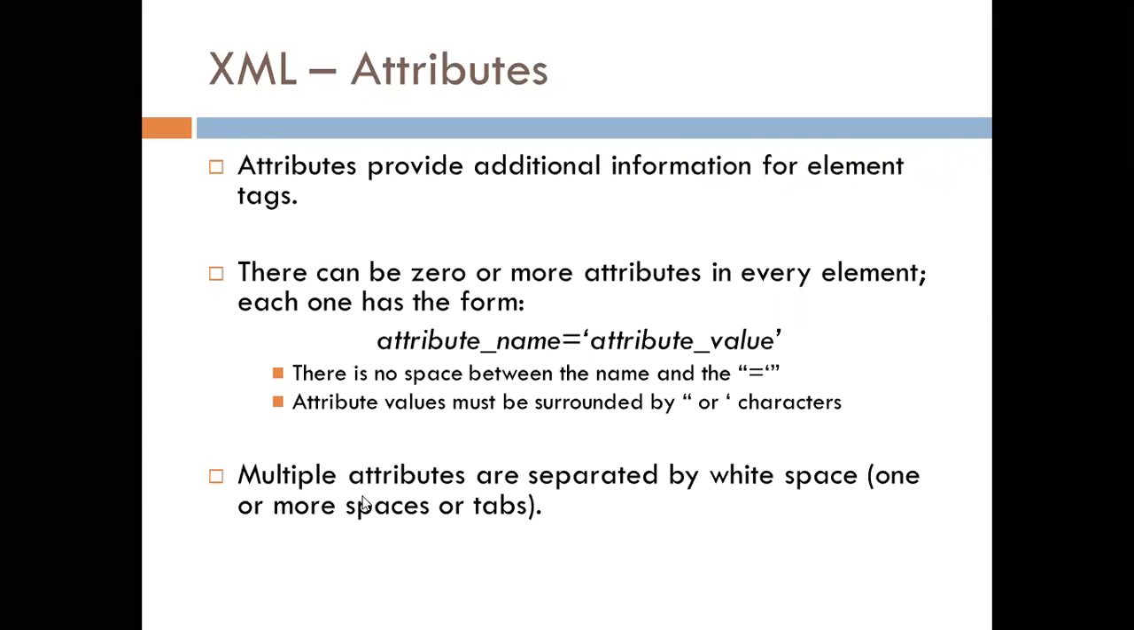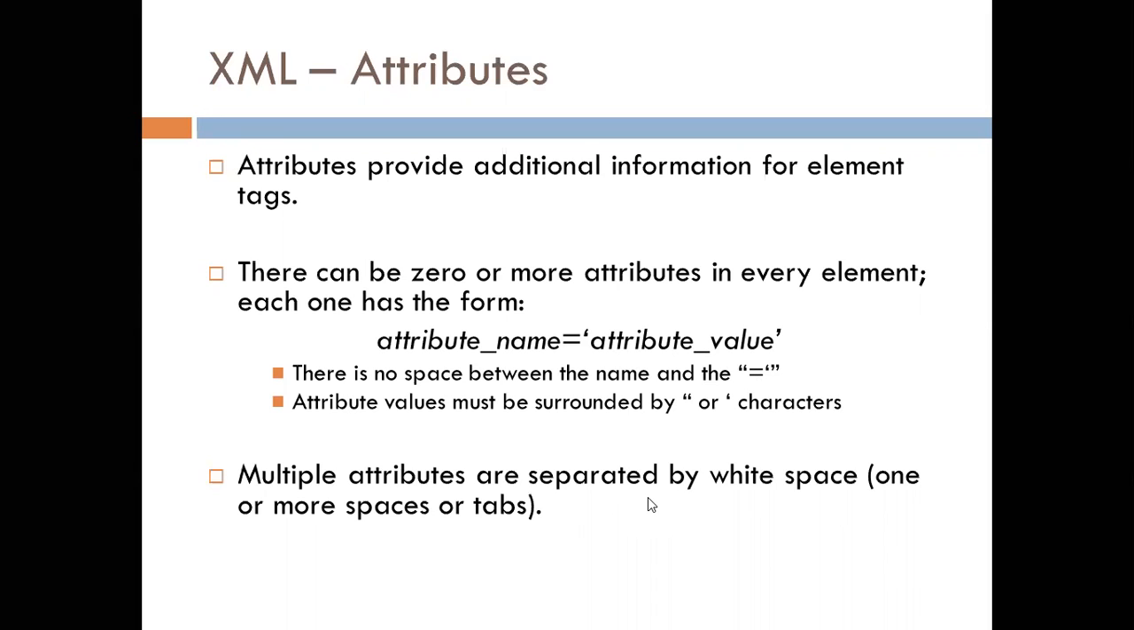So, attributes. This attribute in an XML tag provides additional information for the element tag. There can be zero or more attributes in every element, but the format is: attribute name is equal to, and within quotes, the attribute value should be mentioned. There should be no space between the name and the equals symbol.